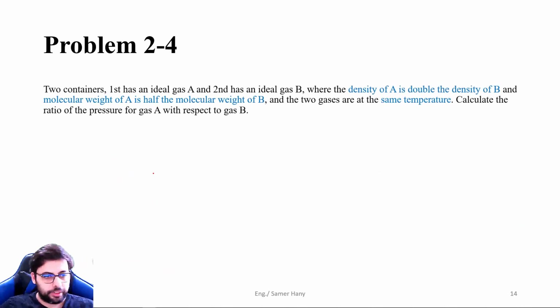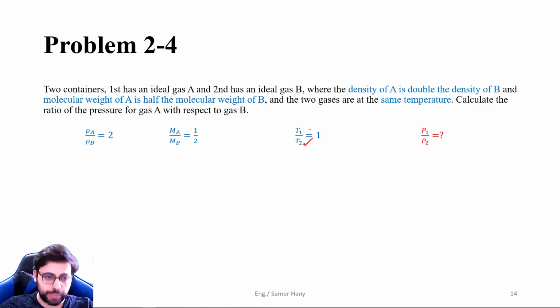The next problem, we have two containers. The first container has an ideal gas A, and the second container has an ideal gas B, where the density of A is double the density of B. Let's show the ratios in here. And the molecular weight of A is half the molecular weight of B, and the two gases are at the same temperature. All right. Calculate the ratio of the pressure for gas A with respect to gas B.